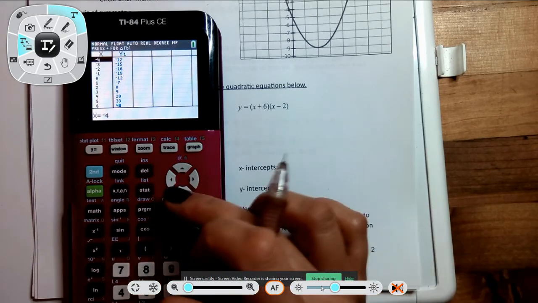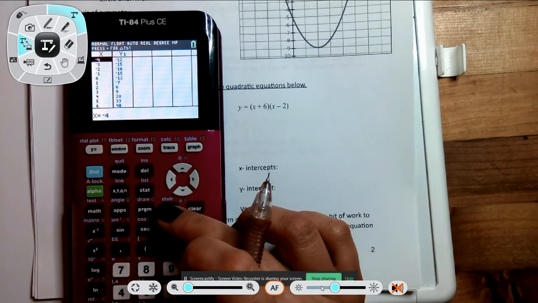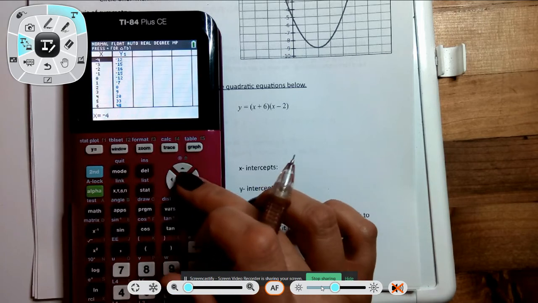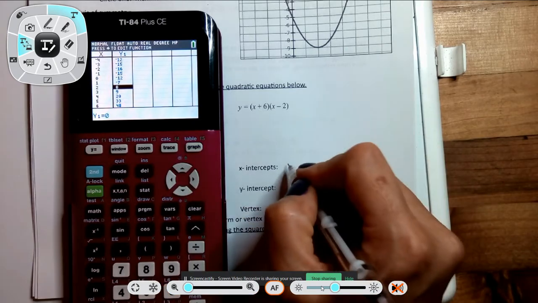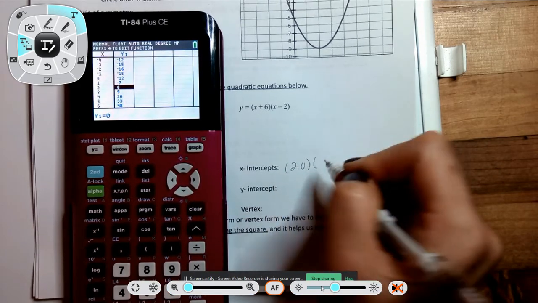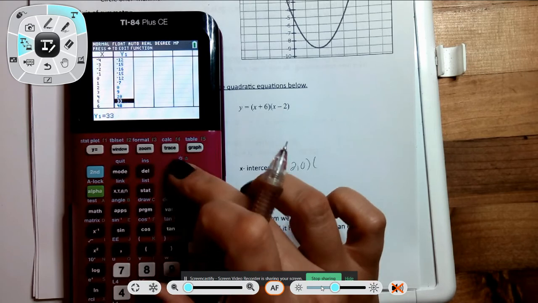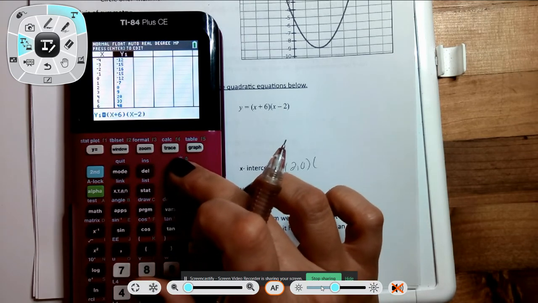And let's look for our x-intercepts first. Remember we said that our x-intercepts are where our y values are 0. So I'm going to look down this side. Oh, and there's one. So I get 2, 0, which is one that we thought it might be. I thought our other one was at -6. Let's try going the other way.